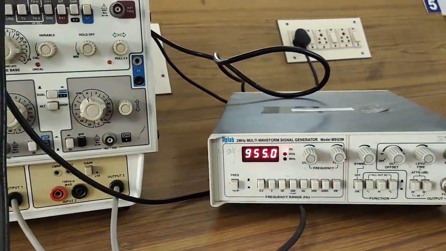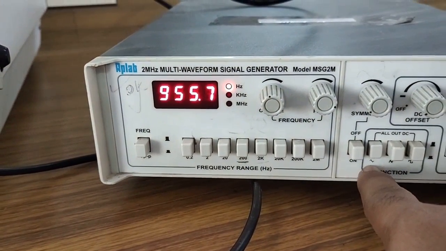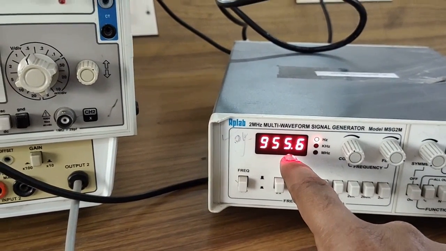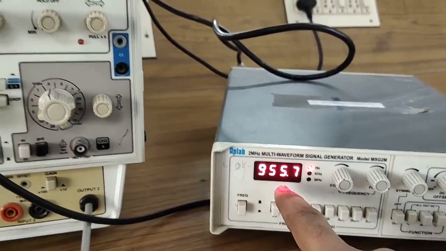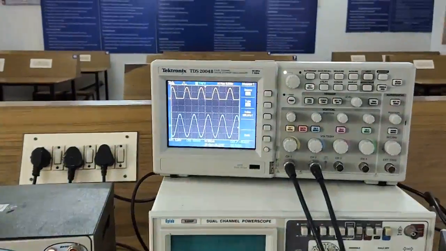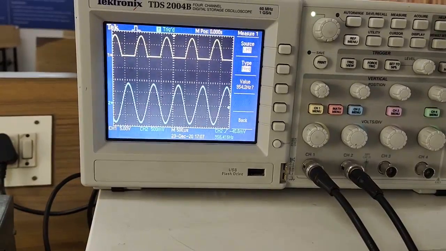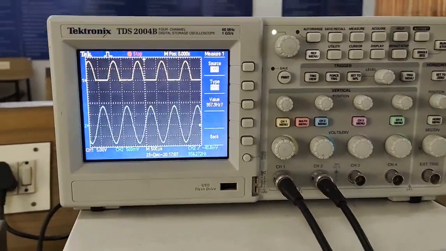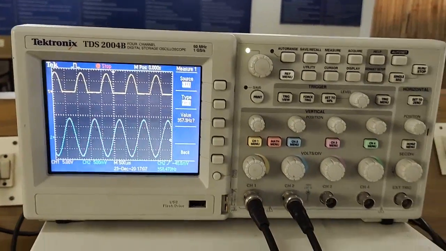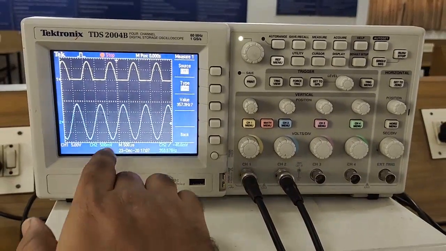Here I have set a sinusoidal waveform, and I have kept a frequency of 955 Hz, which is approximately equal to 1 kilohertz, and we are going to check the result, how the rectification is going to take place. Now I have set the output. We are going to measure how the output is going to be present here.